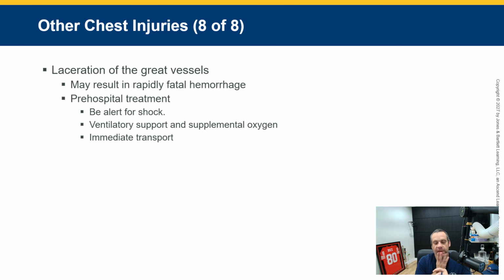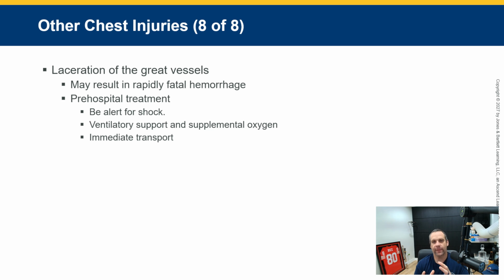Now lacerations of the great vessels. So your great vessels are going to include your aorta, the vena cava, your pulmonary arteries and pulmonary veins, and then just any major arterial branches within the chest. So lacerations or rupture of any of these vessels can actually cause massive internal hemorrhage, sometimes so rapidly that the injury becomes fatal before any external signs actually develop.